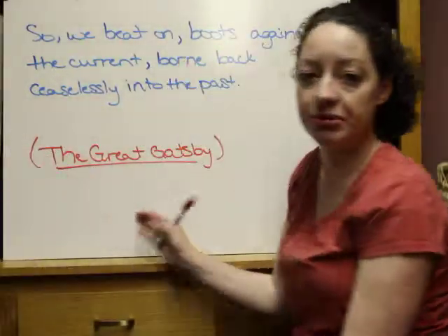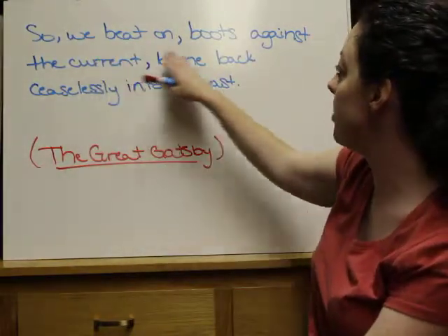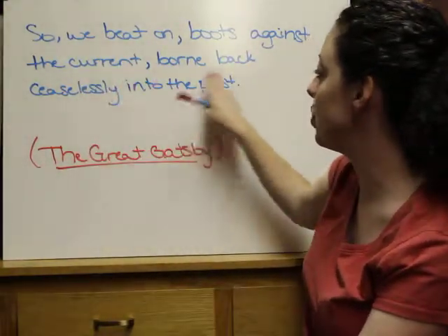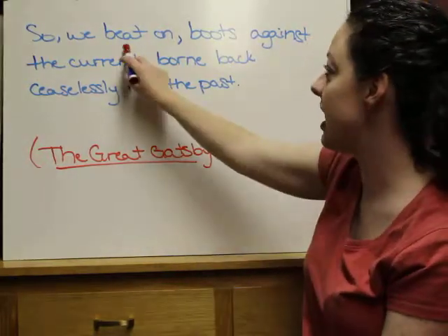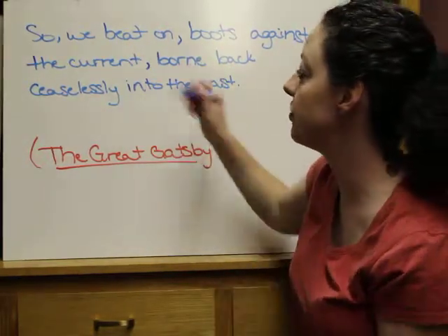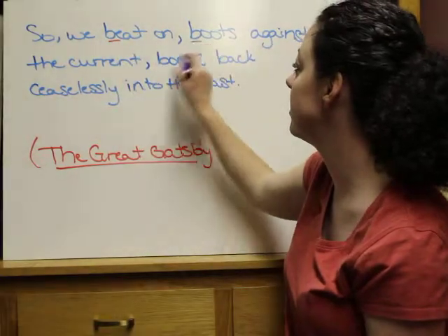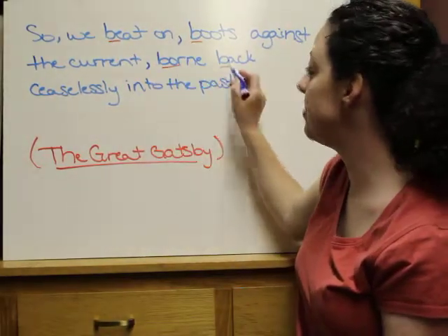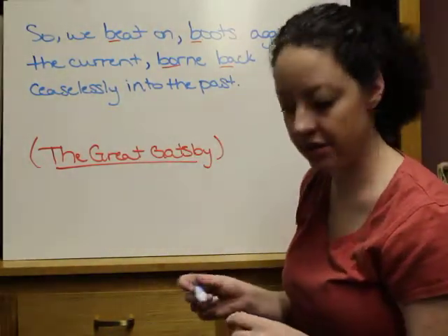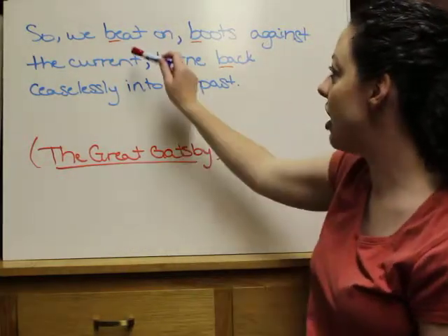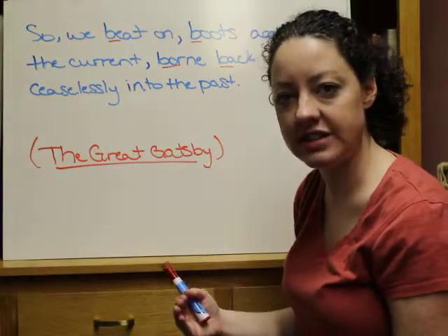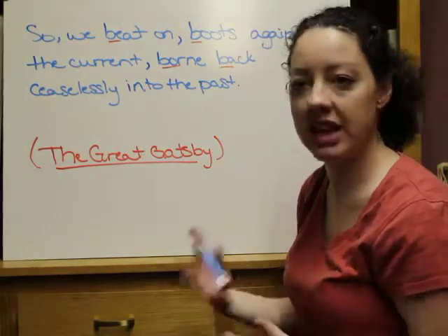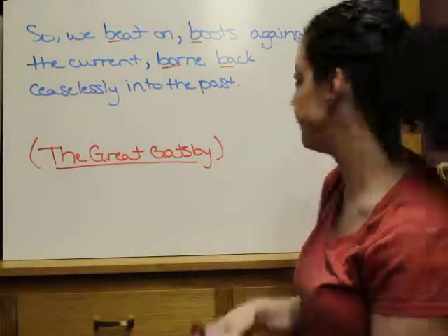Here's another example from The Great Gatsby. So we beat on, boats against the current, borne back ceaselessly into the past. Now our B sound is what is repeated most frequently in this sentence. And it's a little bit more spread out. It's not as obvious, not right next to each other. But beat on, boats against the current, borne back. That has kind of a hard sound, and maybe it's mimicking the sound of boots on a street.